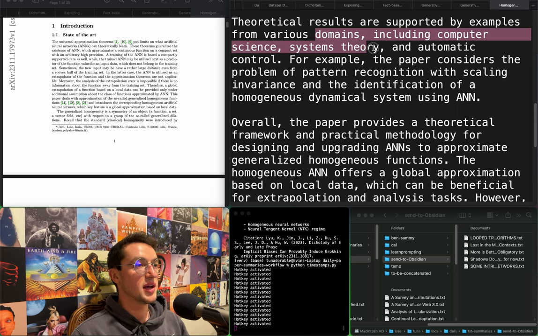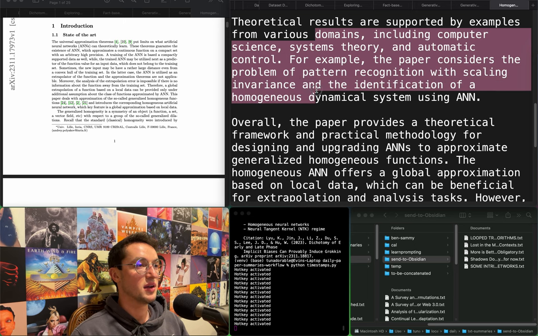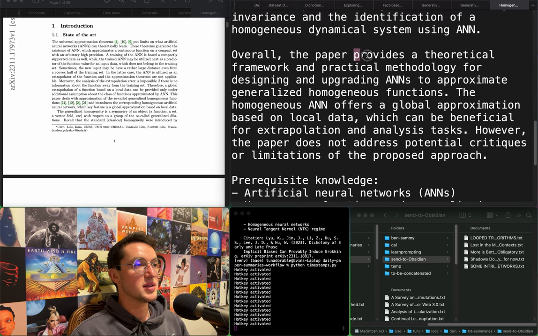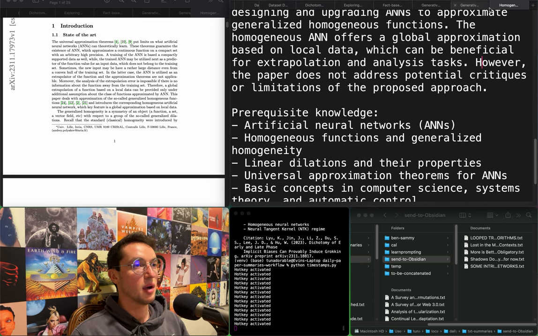Domains include computer science, systems theory, automatic control. For example, paper considers the problem of pattern recognition with the scaling invariance and the identification of a homogeneous dynamical system using ANN. Provides a theoretical, not something I care about.